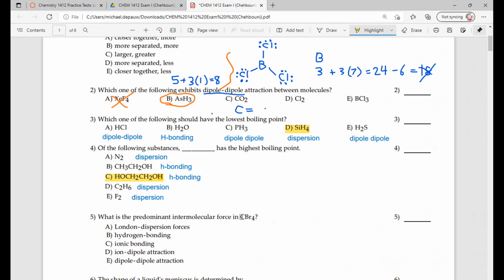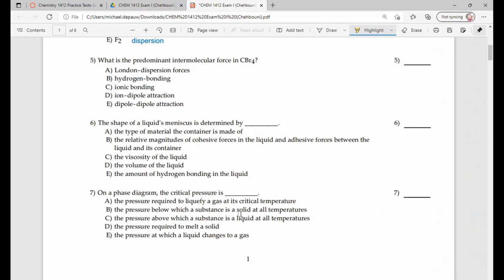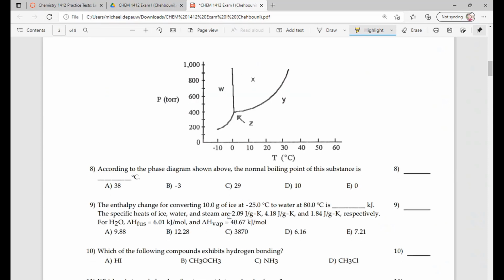All right, cool. Next. Should we keep going in order, or do you have one we skip ahead? Oh, 11? Sure.